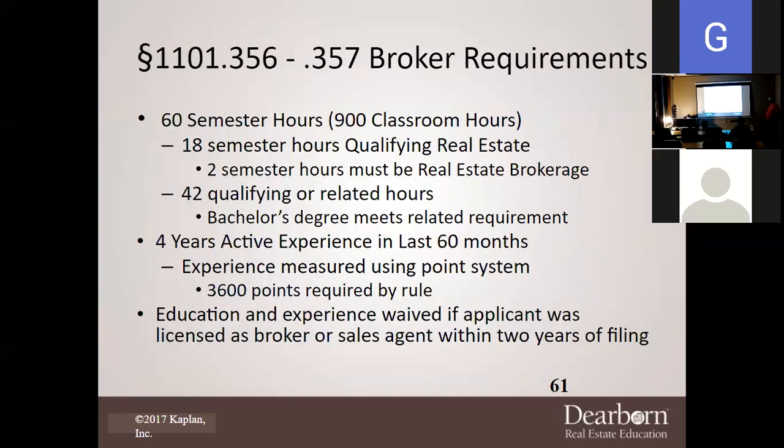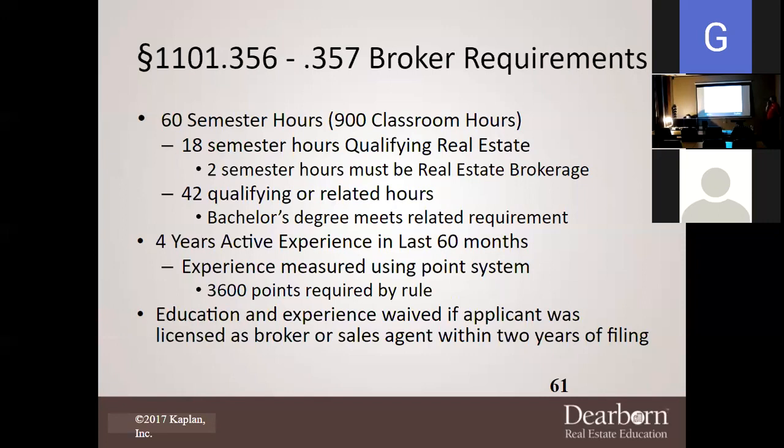Now what if you want to be a broker? Say that, Travis, you want to be a broker. Here we go. You ready? You've got to have 900 classroom hours or 60 semester hours. You have to have 18 semester hours in qualifying real estate with 2 hours in real estate brokerage. You have to have 42 qualifying or related hours, which basically is a bachelor's degree, okay?